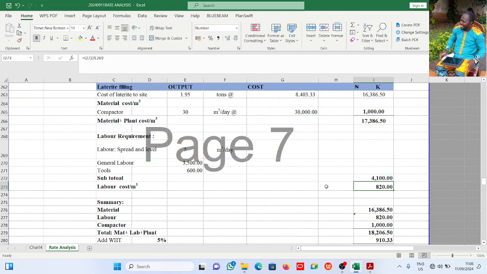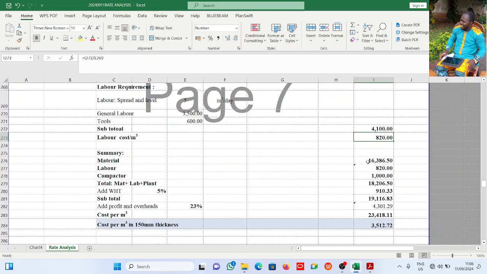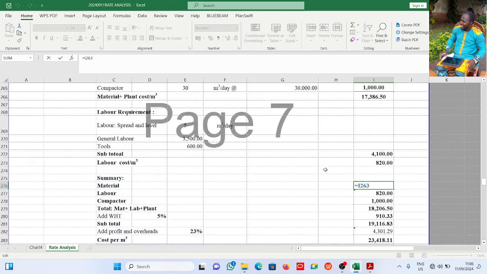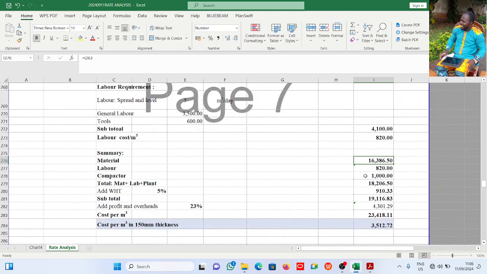Is this labor cost per cubic meter? Then I have the summary of what I have here, then the labor, then that of the compactor. All right, that gives me this. Then add withholding tax. The withholding tax is 2.5%, not 5%. 2.5%.